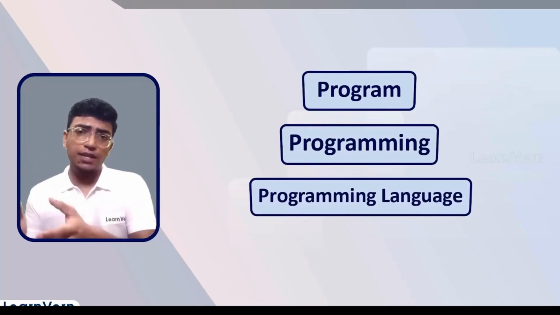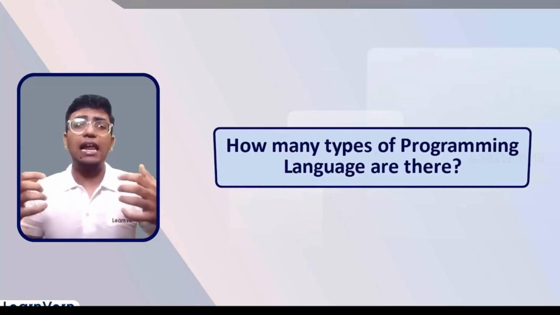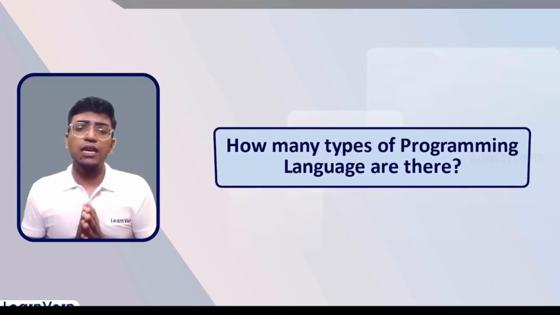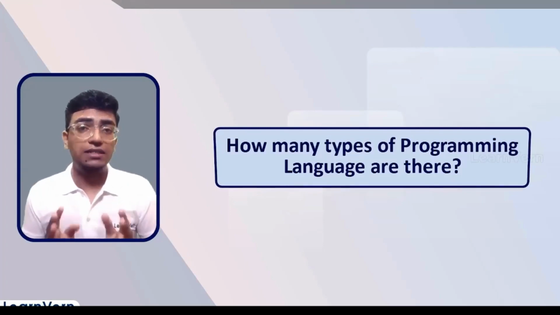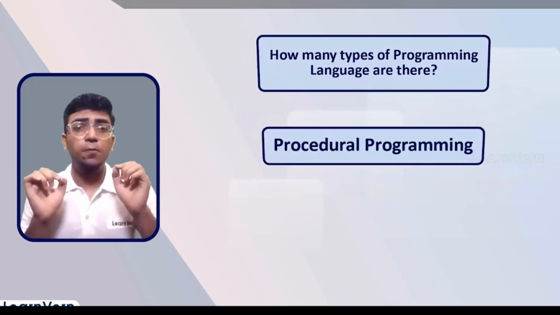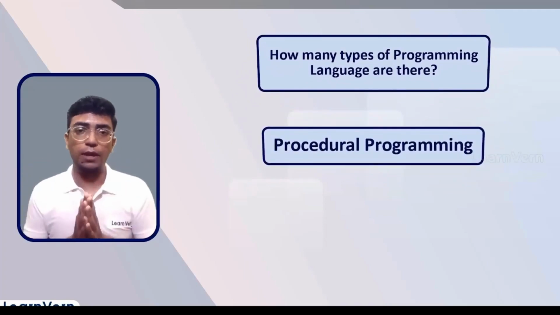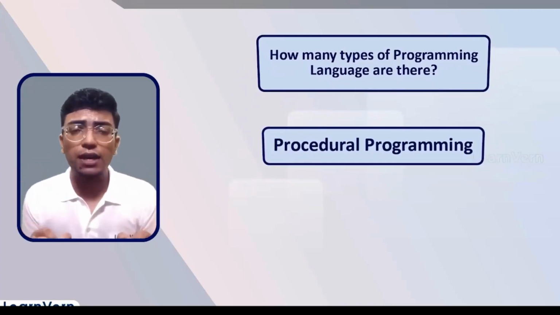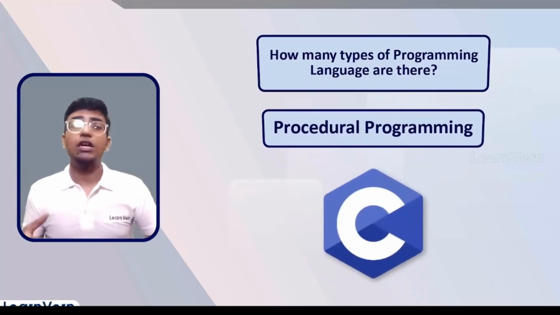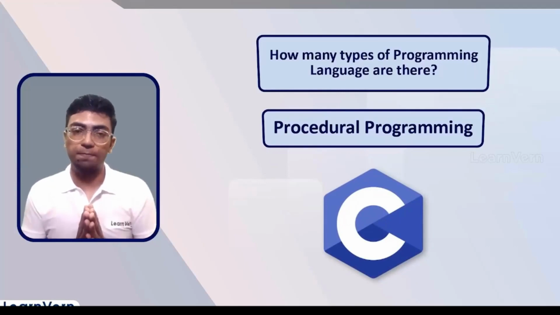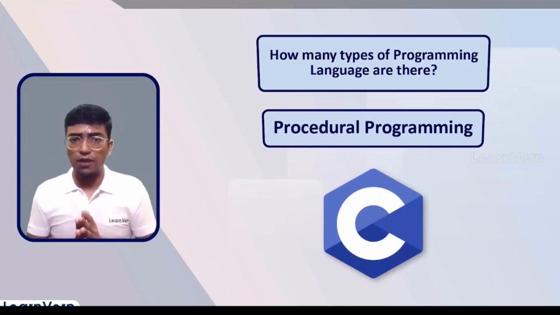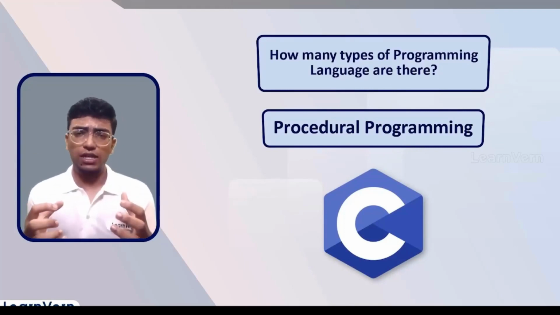Going ahead, we will see how many types of programming languages are there. In the next slide, we will see that there are 4 types of programming languages, of which the first type is procedural programming. The basic example of procedural programming is the C programming language, which we are going to learn in this course. Now, what exactly is procedural programming, we will understand again with an example.